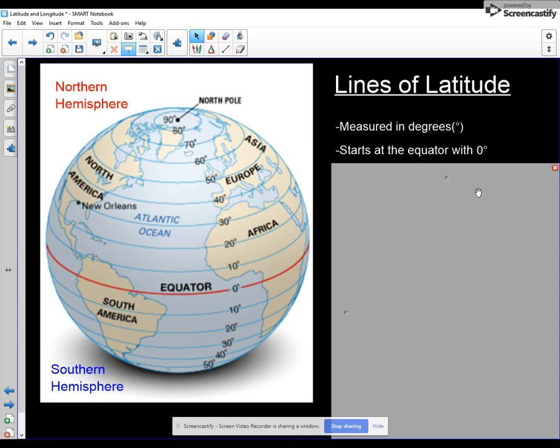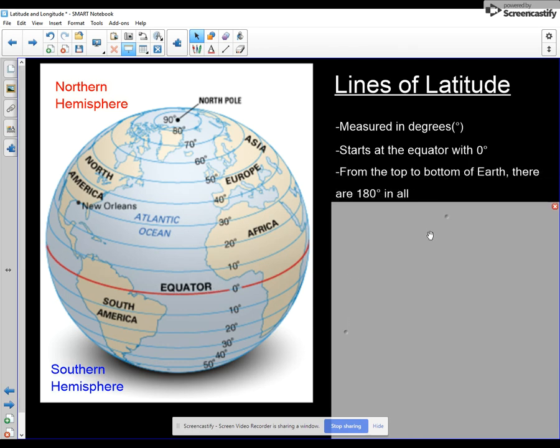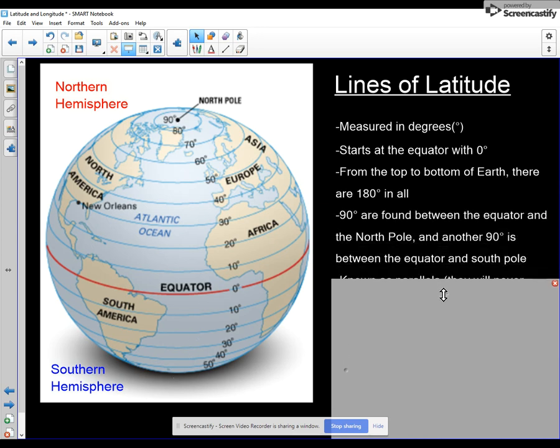Next, lines of latitude start at the equator with 0. So if we look at our picture on the left, the equator, this red line right here, is 0 degrees. So from the way bottom of the globe all the way to the top, there's 180 degrees in all. What that means is from the equator all the way to the North Pole, there's 90 degrees. And from the equator to the South Pole, there's 90 degrees. So 90 plus 90 is 180 degrees in total.